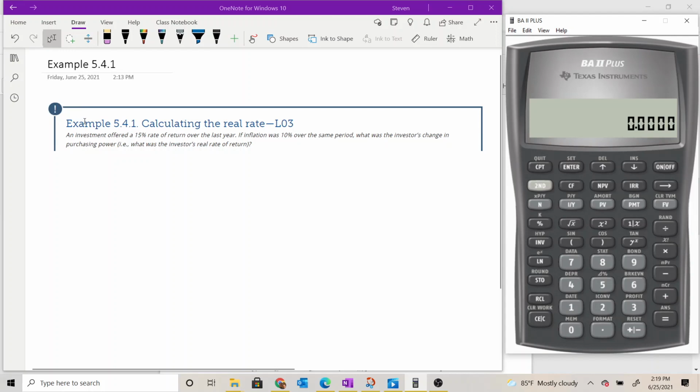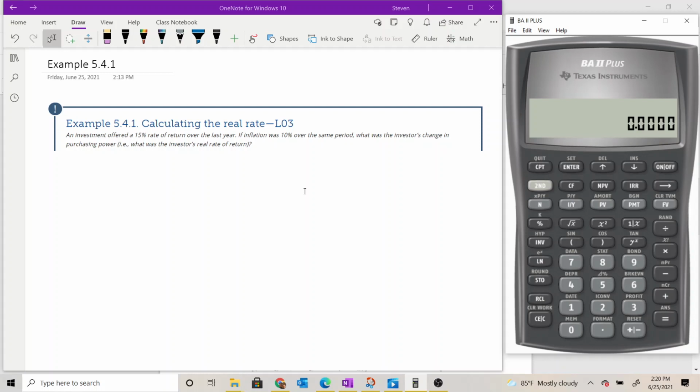Example 5.4.1. This one says, an investment offered a 15% rate of return over the last year. If inflation was 10% over the same period, what was the investor's change in purchasing power? That is, what was the investor's real rate of return?